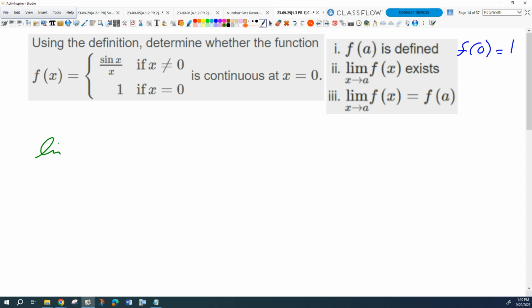Top piece. Okay, so the limit of f of x as x approaches 0 is the limit of the top piece, which is sine x over x as x approaches 0. Now, that's one of our special limits. What's that limit equal to? 1. So we made it, right? This one meets all criteria. Yes, yes, yes. So that one is continuous.